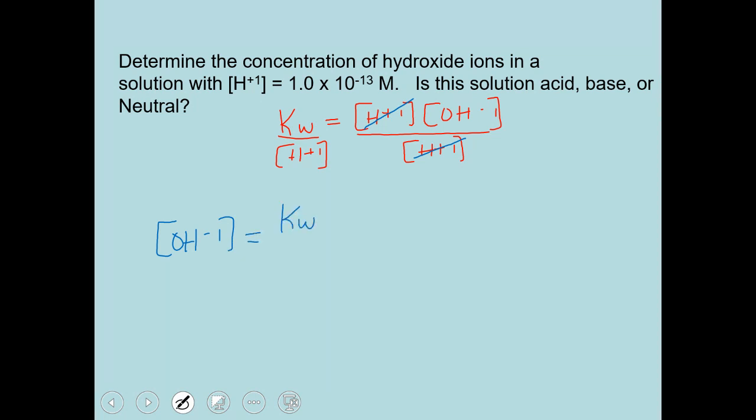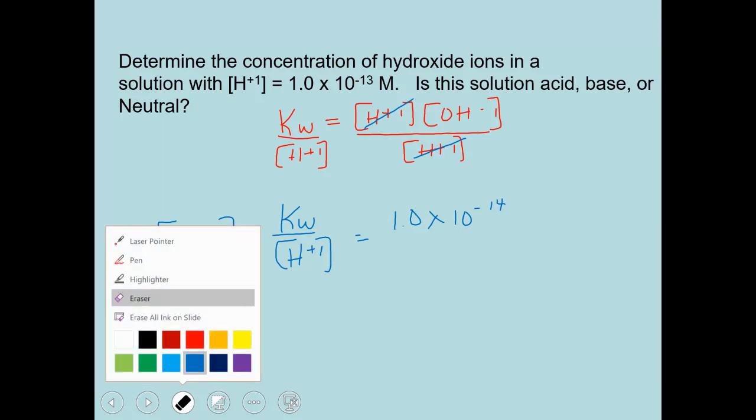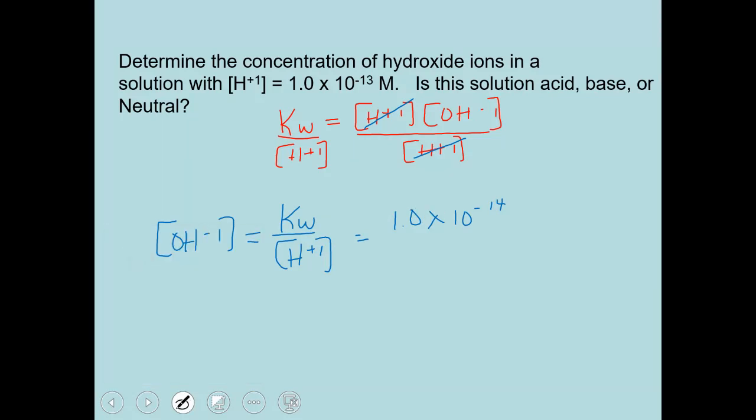And the only thing on the right is the hydroxide ion concentration. And that's going to be equal to the value of the Kw, which at room temperature is always 1.0 times 10 to the negative 14. If the temperature is different, you can look up on a chart what the Kw value is. We're going to do all of ours with the solution at room temperature. It's not hot or cold. And we're going to divide by the hydrogen ion concentration.